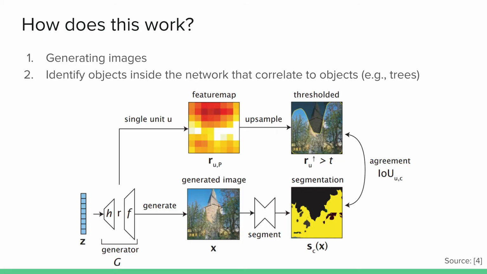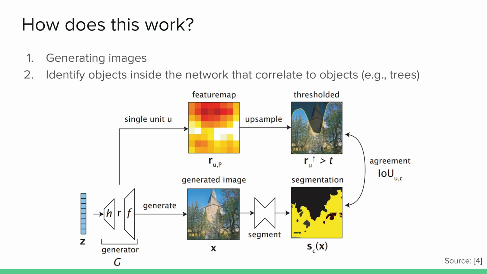The answer is that you do the following. You generate some images. That's what your generative adversarial network is doing. And then you try to identify objects inside the network that correlate to certain objects. How you do this is you generate a sample and you take a single unit, a single neuron here. You take a look at the feature map of that neuron where it activates, and you upsample that to your entire image and threshold it. So you can say, okay, it was very active in that region here.